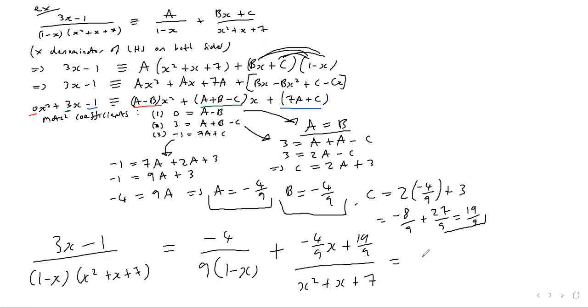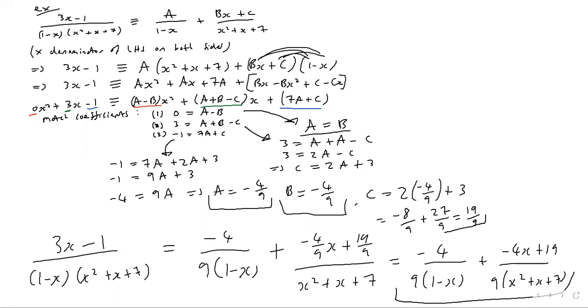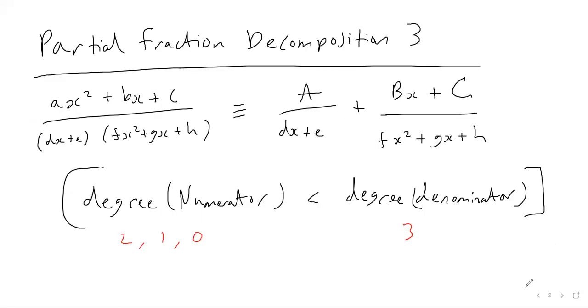And in fact, we could tidy this up a little bit if we wanted to. So we get -4/9 times 1 minus x for the first bit. And then the second bit, we actually just bring this 9 there and there to the bottom of the fraction. So you can write it like this instead. So plus -4x plus 19 divided by 9 lots of x squared plus x plus 7. And that would be our final result down there for the partial fractions. Okay, so that's just an example of how we can use this rule number 3.